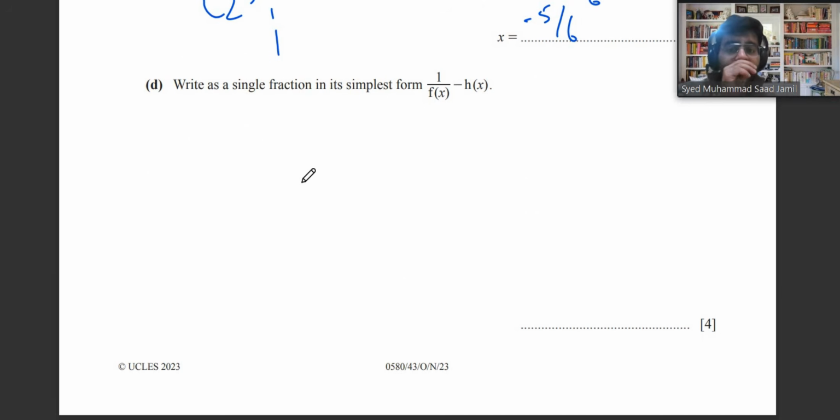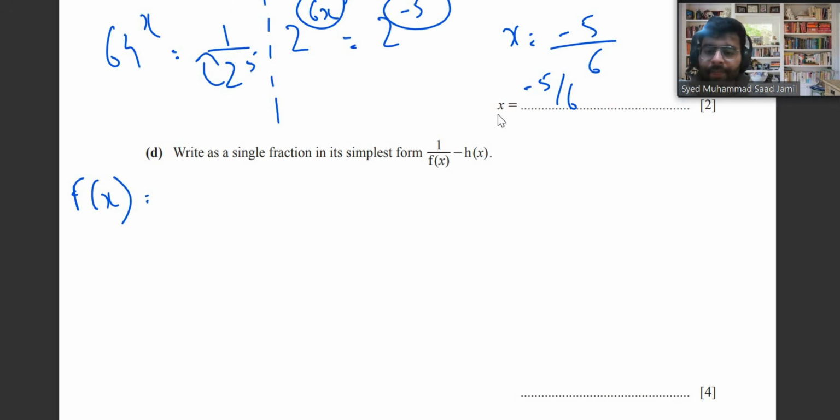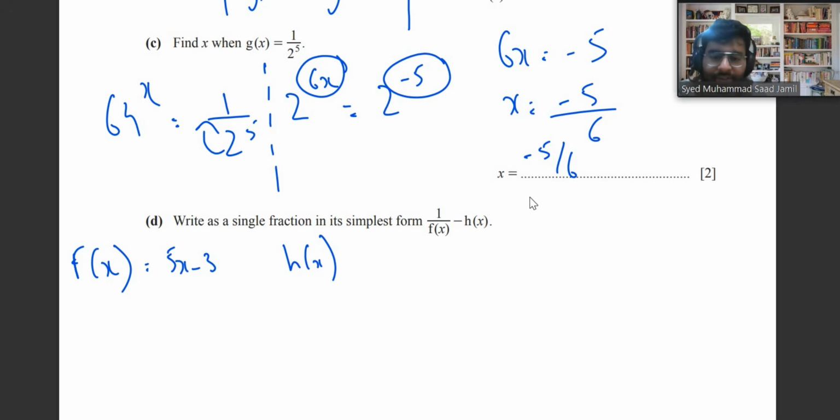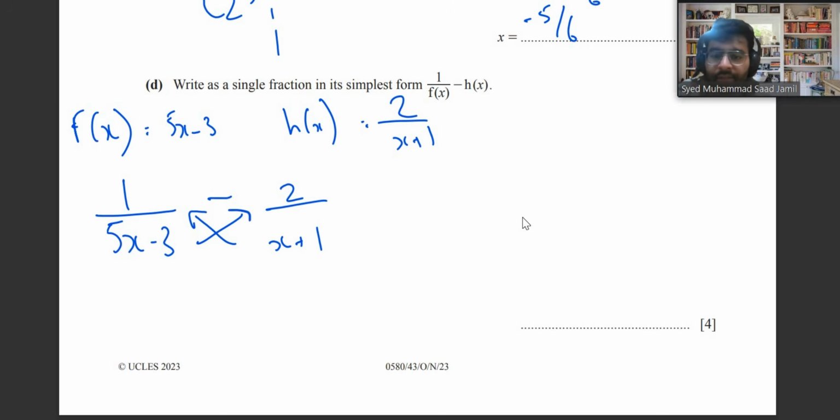Now the question says write as a single fraction in its simplest form 1 upon f of x minus h of x. So f of x is how much? f of x is 5x minus 3 and h of x is, make students' life miserable, 2 upon x plus 1. Anyway, so I will say 1 upon 5x minus 3, minus h of x, which is 2 upon x plus 1. Cross multiply, guys.